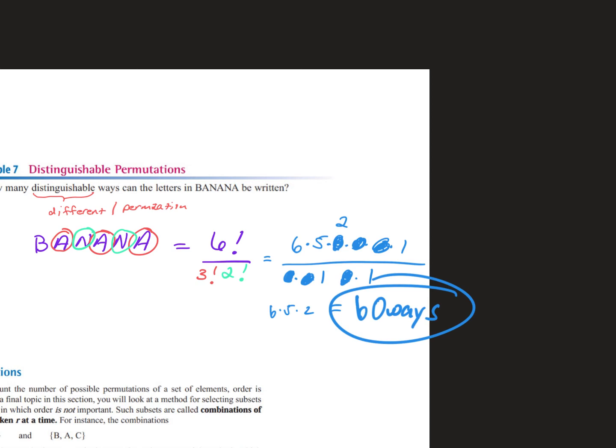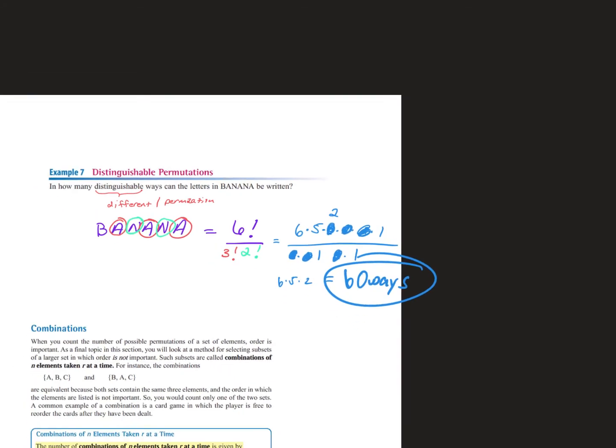One that they like to use a lot is the word Mississippi. Right? We got S's that repeat, we got I's, we got P's, that sort of thing. That only happens though with letters, so you guys will be fine.